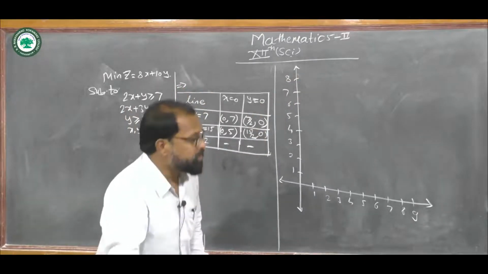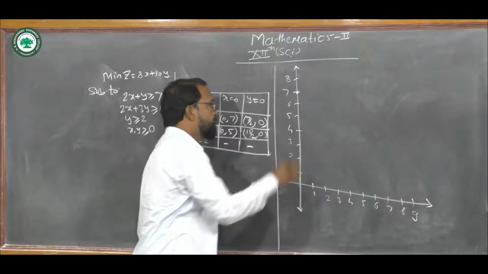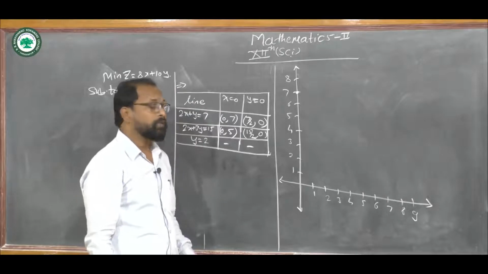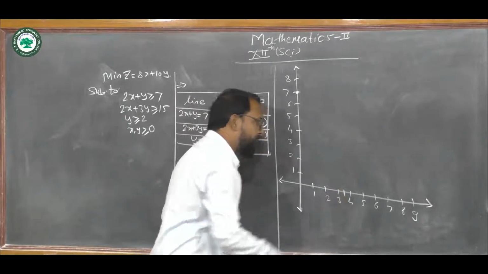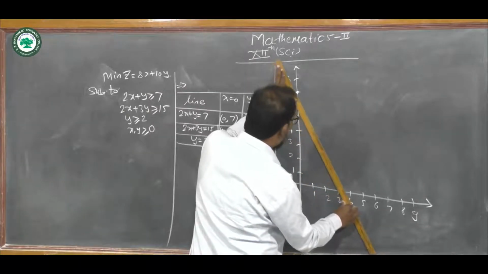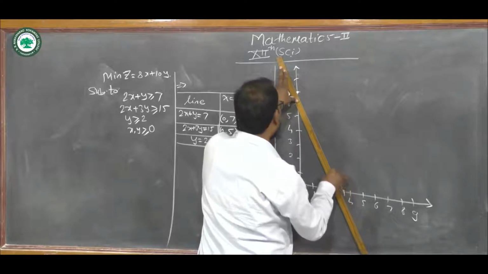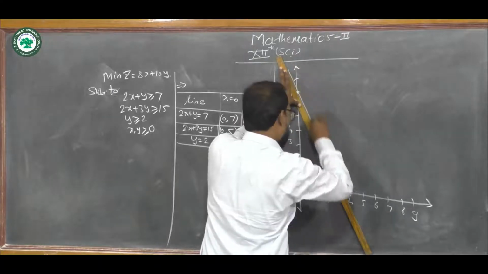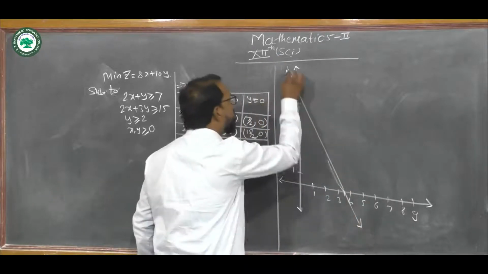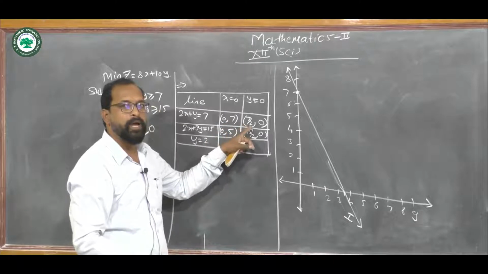Now for the first line, the points are 0, 7. Here the point is 0, 7. And the second point is 7 by 2 and 0. Remember that 7 by 2 is nothing but 3.5, the center point of 3 and 4. So now by joining these two points, we get the first line, passing through the points 0, 7 and 7 by 2, 0.